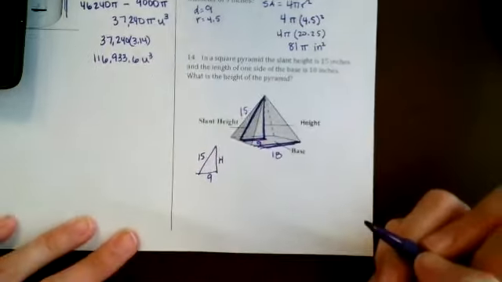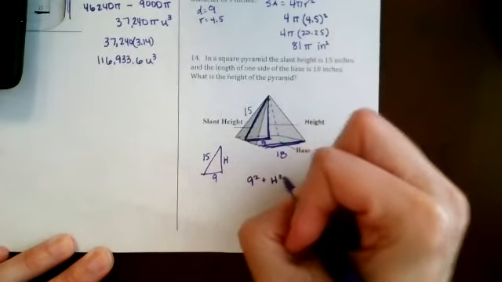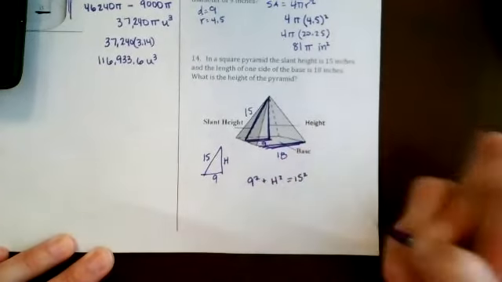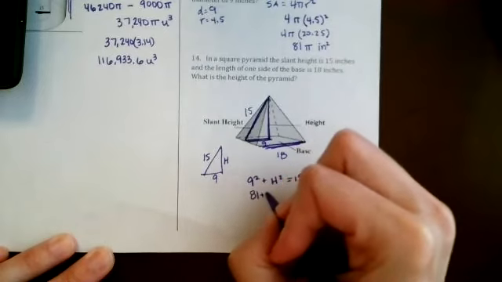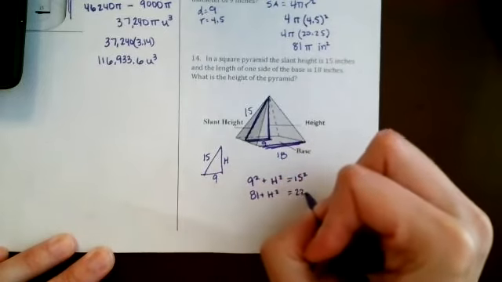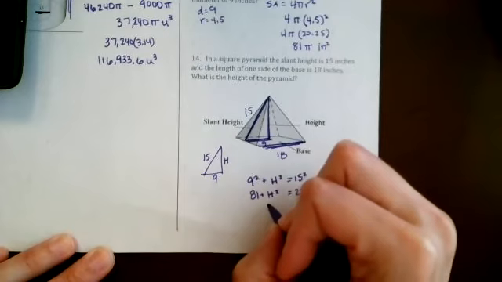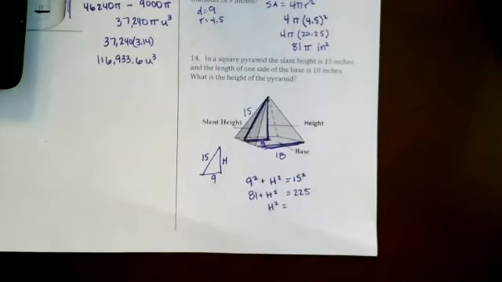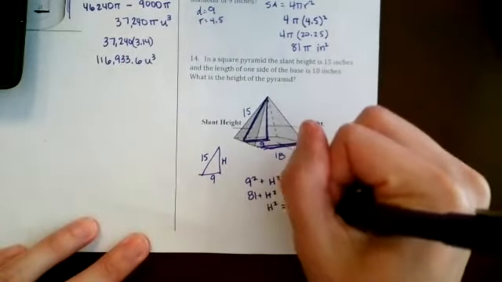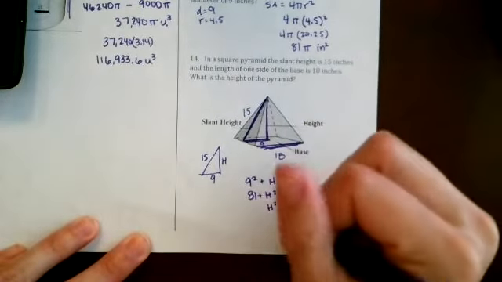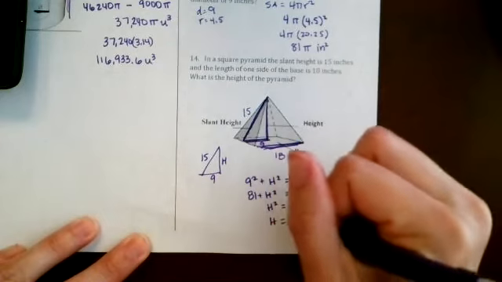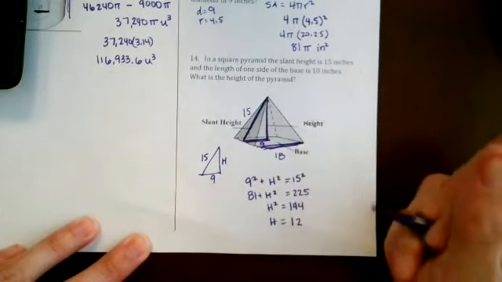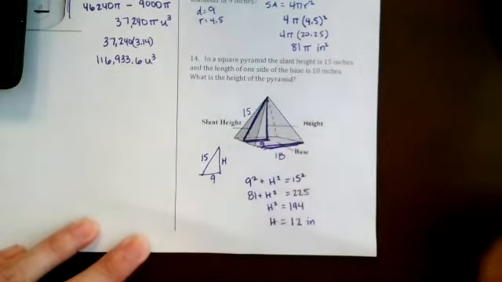We need to use Pythagorean theorem to help us figure out our missing height. So we would say 9 squared plus h squared is equal to 15 squared. So 81 plus h squared is equal to 225. Subtract the 81 from each side, and we get 144. And then take the square root of both sides, and we get 12. We're in inches, so 12 inches.